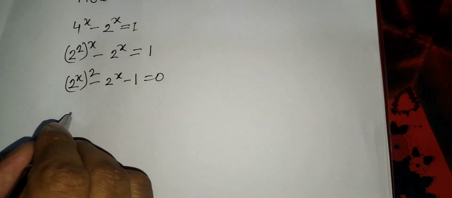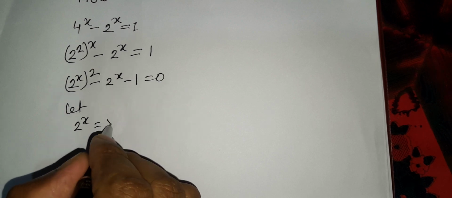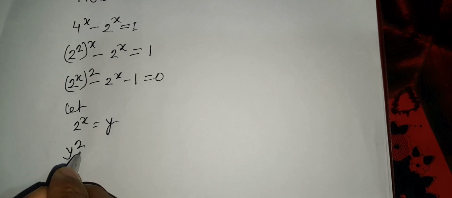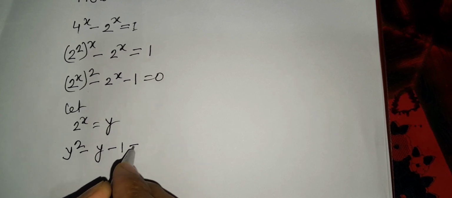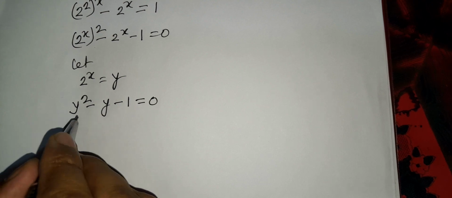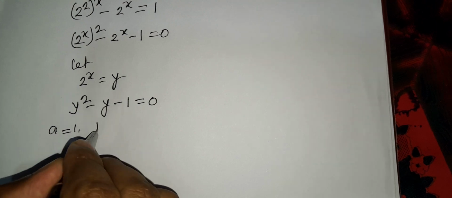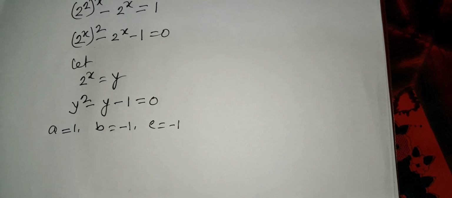Okay, and let 2 to the power x equal to y. So we can write y square minus y minus 1 equal to 0. Okay, now we can write here a equal to 1, b equal to minus 1 and c equal to minus 1.